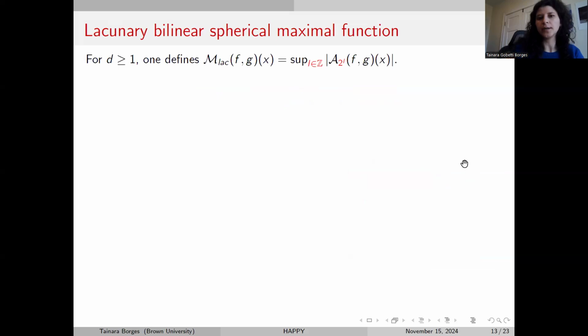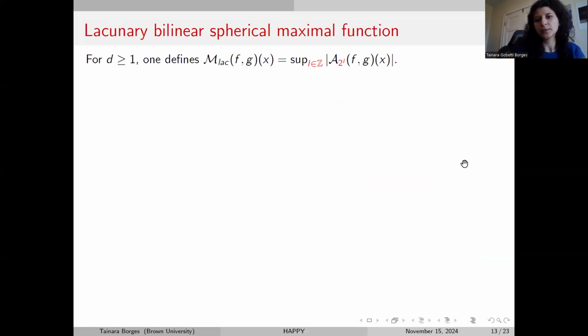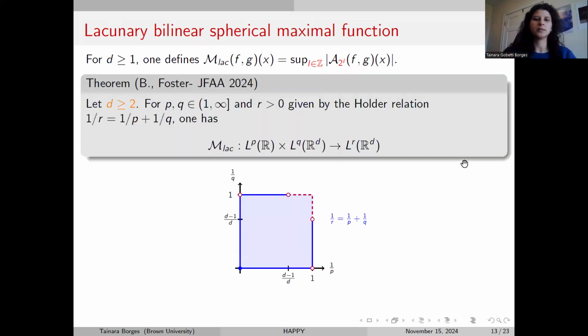There is a variant of this function that is when you don't look at all possible radii around the point x, but you restrict yourself to dyadic radii, and one should expect better boundedness properties for this function, right? But the methods in general couldn't really capture restricted scales for the supremum because of their slicing strategy. So we had to investigate this in a different way.